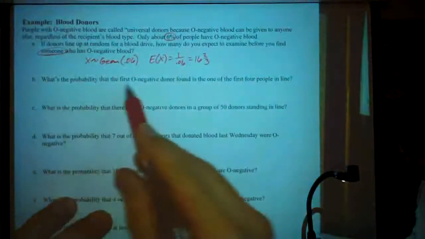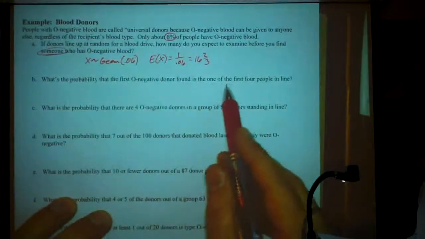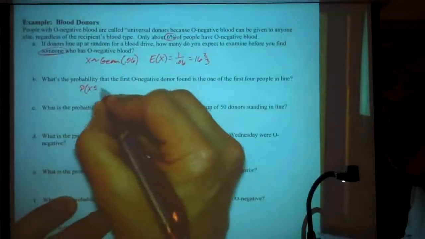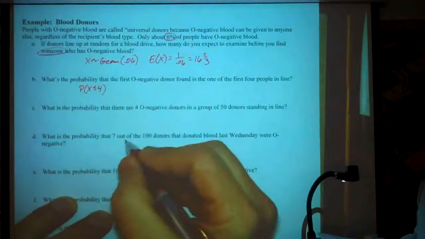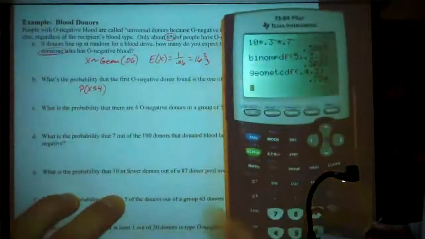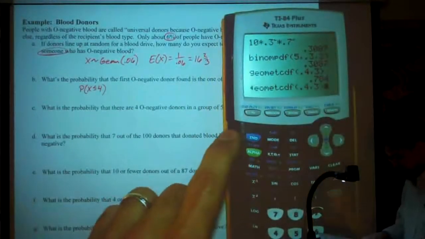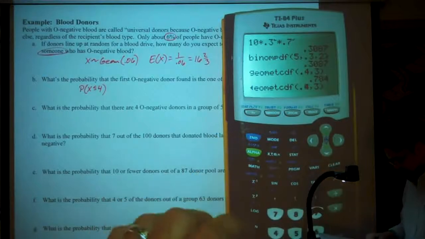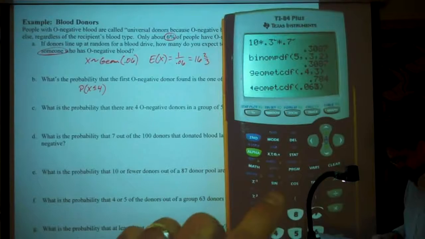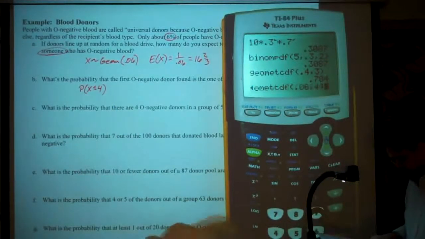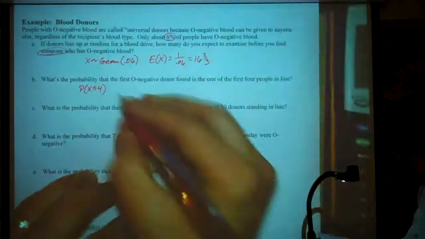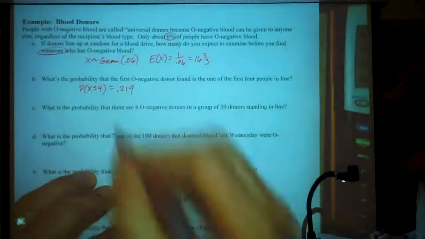So what's the probability that the first O negative donor found is one of the first 4 people in line? Okay? Well, this is the probability that x is less than or equal to 4 when x is a geometric random variable. Let me just do this again. I'm going to do second enter to pull up that geometric CDF again. So this time, my success probability is 0.06. And I want to know what's the probability of getting 4 or fewer. And it's going to be 21.9%. So that's going to be 0.219. Okay?